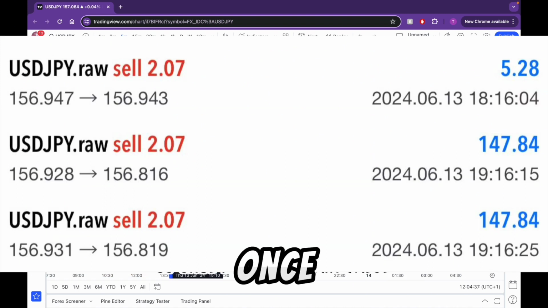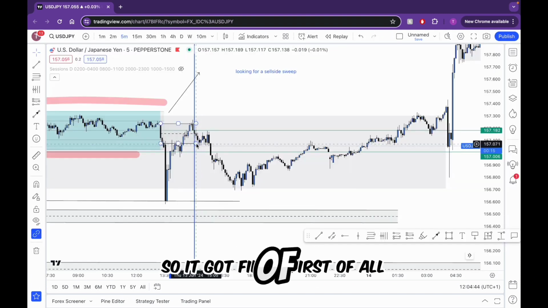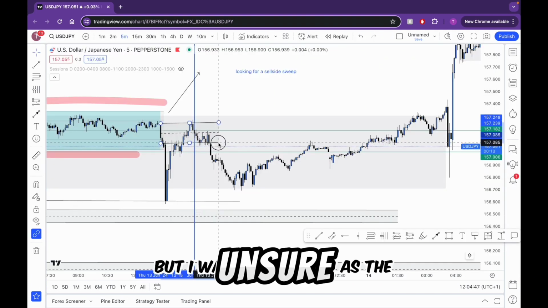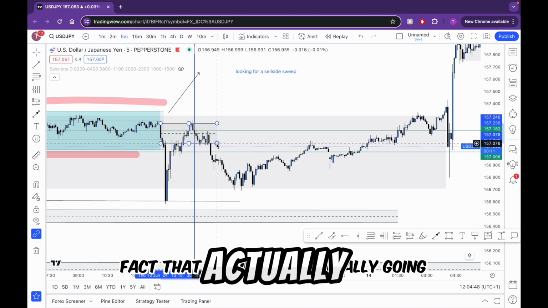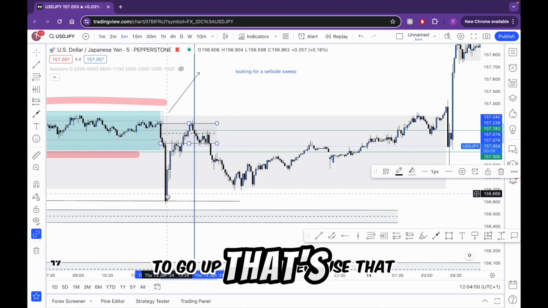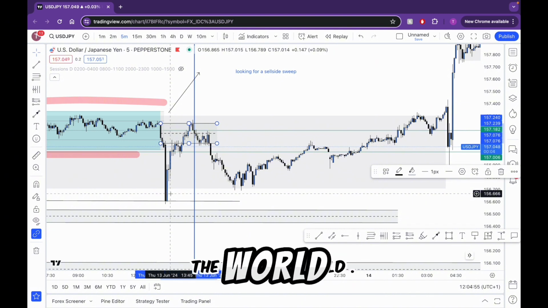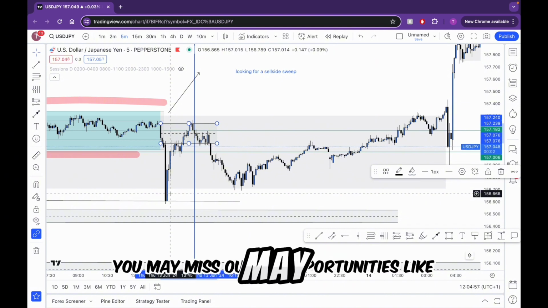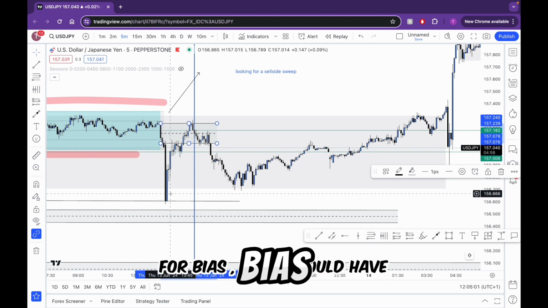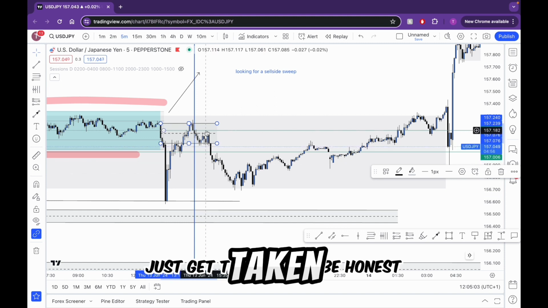Okay, so once I saw this fair value gap, it came down. Okay, one second. So it got filled first of all. But I was still unsure whether the price was actually going to go up or not, because that's the sort of bias I had. But that's a mistake also in the trading world. You cannot just have a bias, because you may miss out on opportunities like this. Because if I was just looking for buys, then I would have just gotten taken out, to be honest.